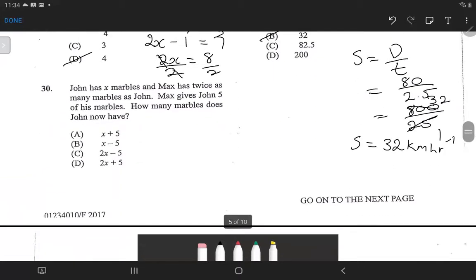John has x marbles and Mark has twice as many marbles as John. Mark gives John 5 of his marbles. How many marbles does John have? Well, he had x, now he has 5 more, so it's 5 plus x. So that's A.